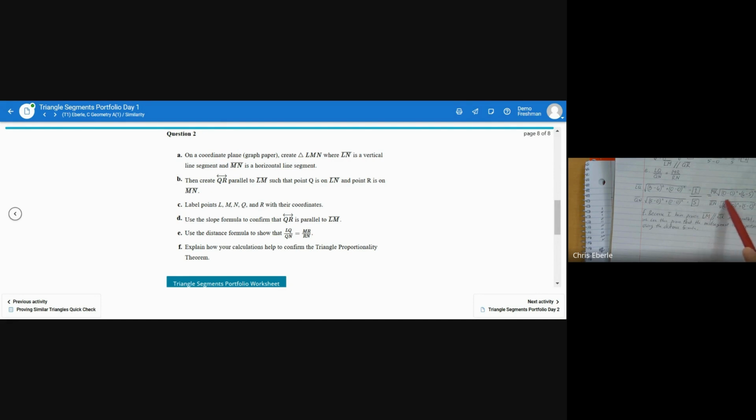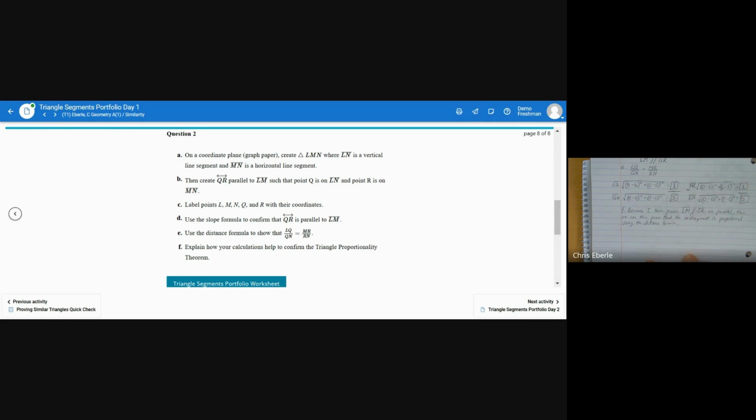And then I did the same thing over here. So to find MR, MR is also 1, and RN is 5. So again, it's a 1 to 5 relationship, which means that they are similar. Okay. And so I used the distance formula to show that they are equal to each other, which they are, 1 to 5 and 1 to 5.